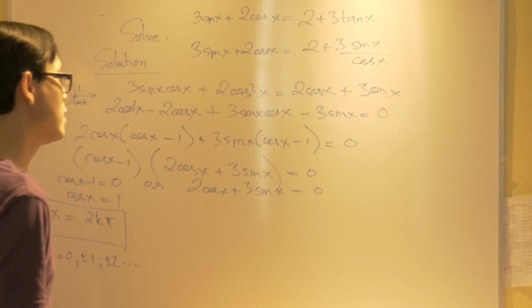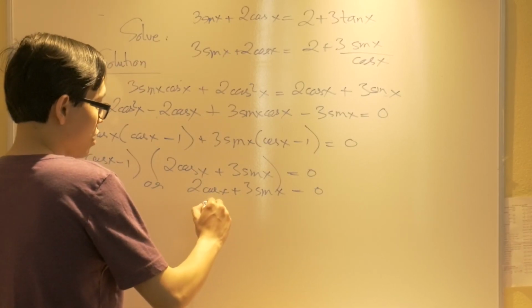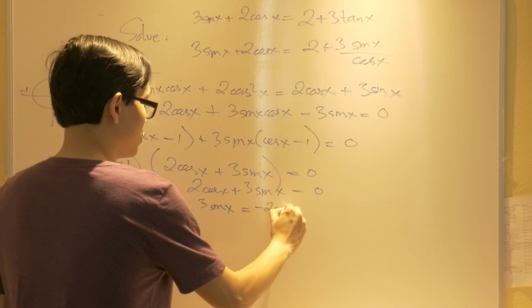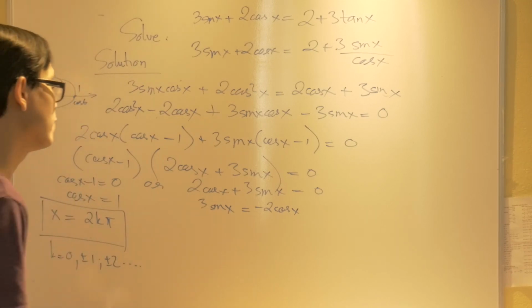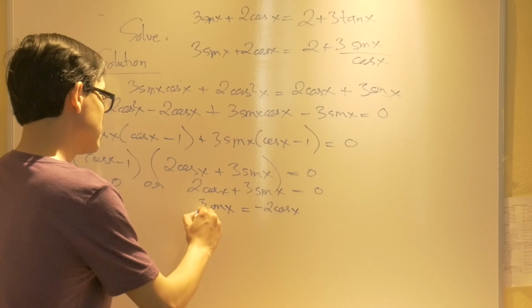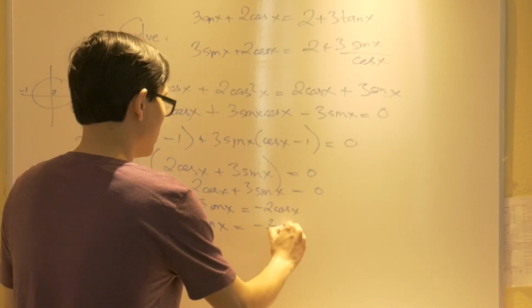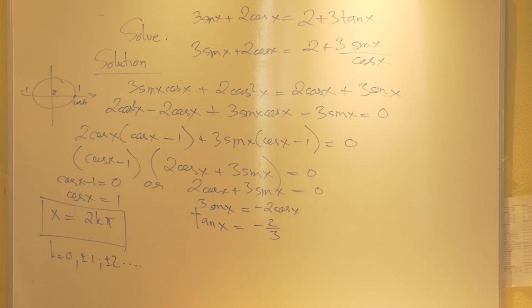Now let's go back to this one. I say that if I subtract both sides by negative 2 cosine x, right? Then I divide both sides by cosine x, so I have tangent, right? Tangent of x equal to negative 2 over 3. Okay. Tangent of x gives you negative 2 over 3. Okay, so how do we show this?